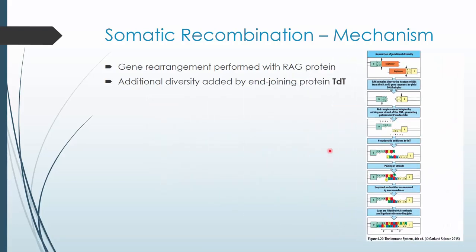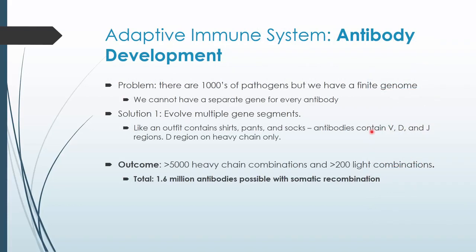All right. So now we've talked about that a little bit. Let's talk about what that means and the concept of that. If we look at the number of combinations we can make based on the number of V, D, and J segments, just in the heavy chain, you can make 5,000 combinations. And just in the light chain, you can make 200 combinations. And of course, an antibody has heavy and light chain. So if you rearrange those a little bit, you get a total of about 1.6 million different combinations of antibodies you can make in total.